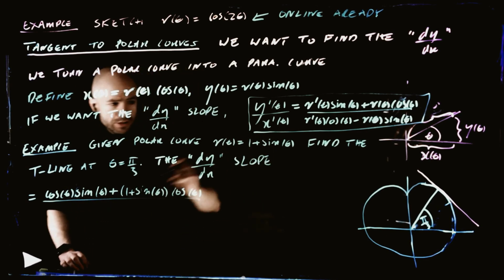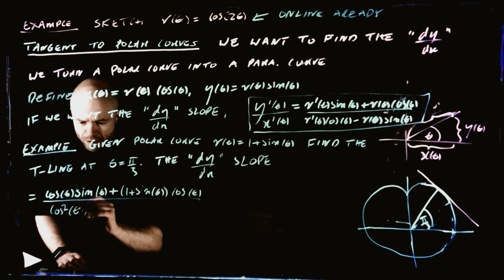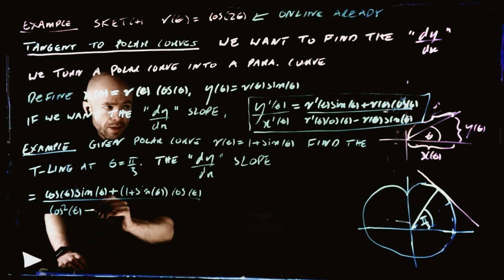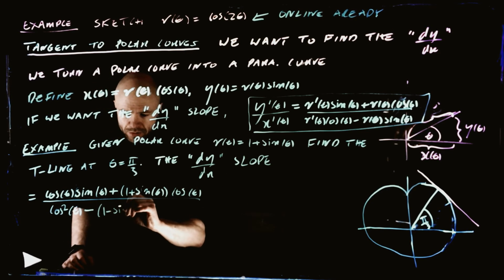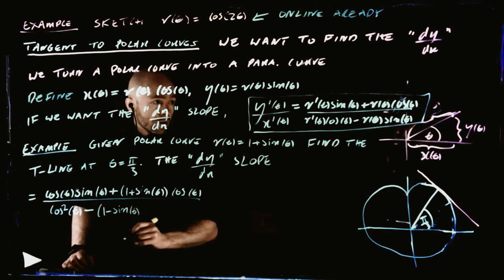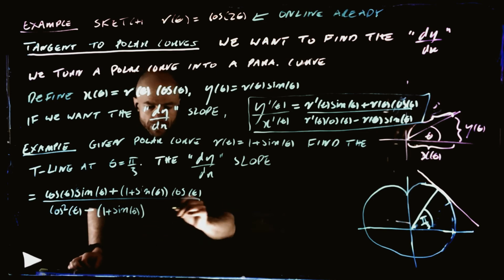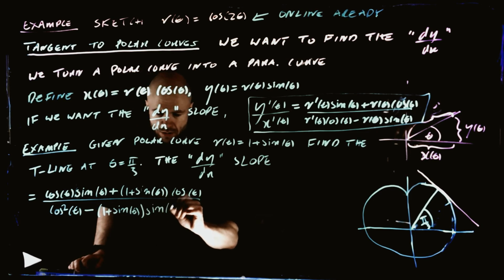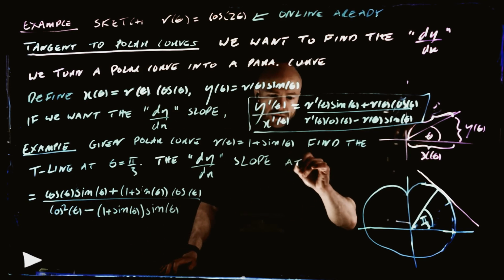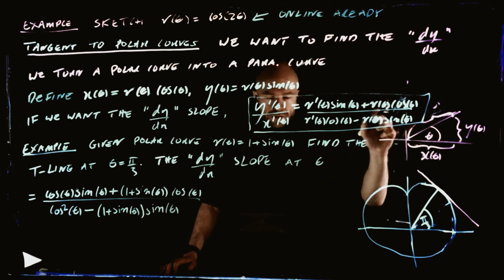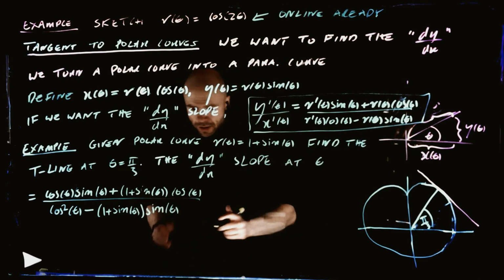And then the bottom, we differentiate this, we have cosine of theta, and then times cosine of theta again, so it's cosine of theta squared, and then minus 1 plus sine of theta, and then times sine of theta. And that is our theoretical slope at theta, just from this formula. And then our job is to clean it up. So let's try and clean it up.